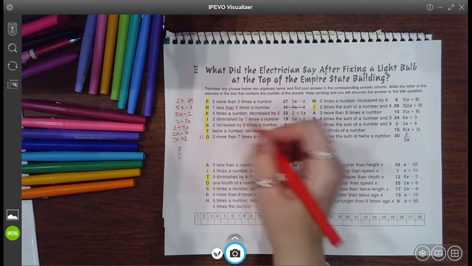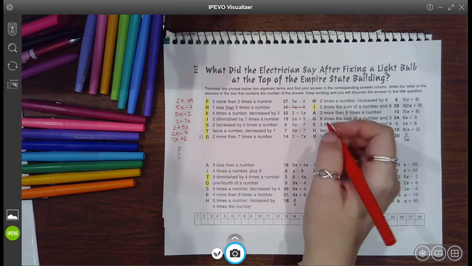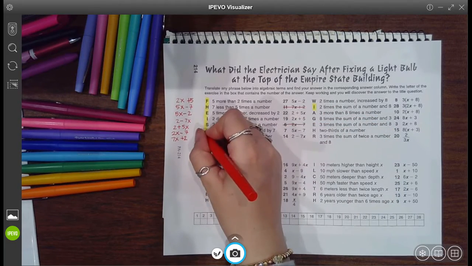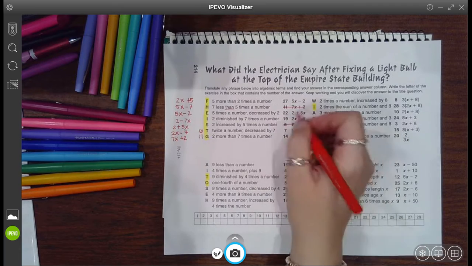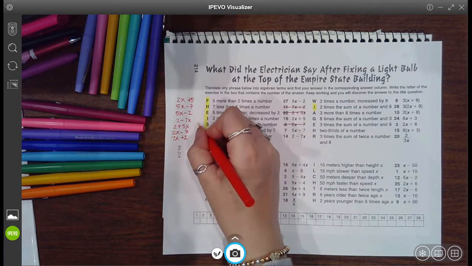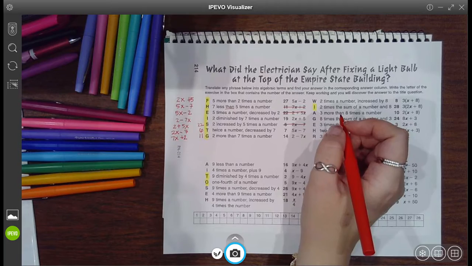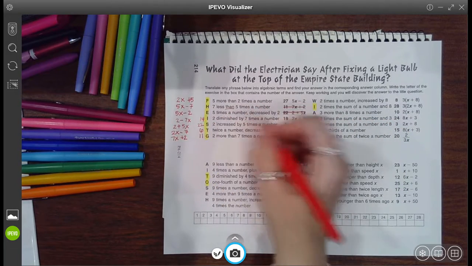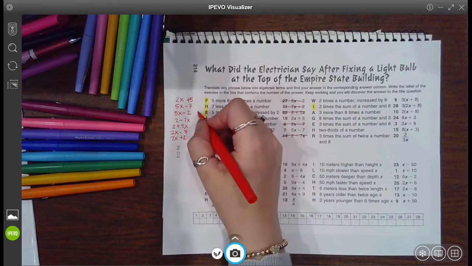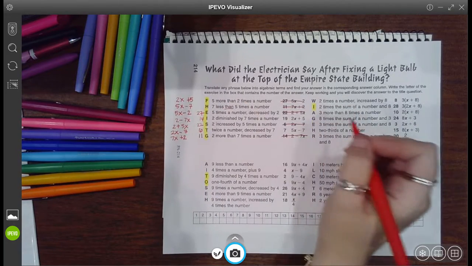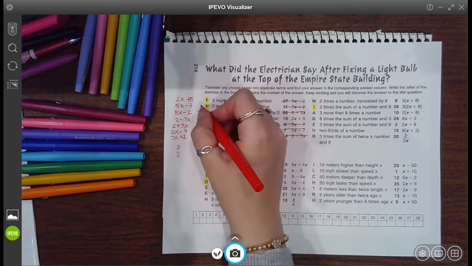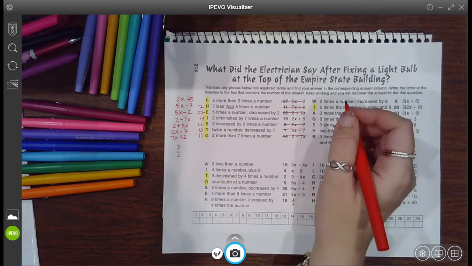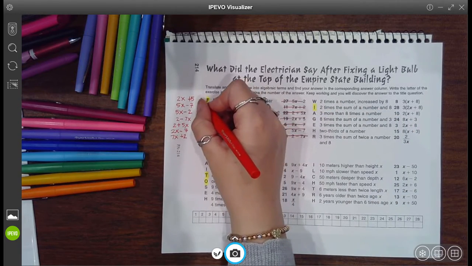So 11 is G. 2x minus 7, that's 6, was T. 2 plus 5x is 22, is S. 2 minus 7x was 14, so that's I. 5x minus 2 was 27, so that's E. 5x minus 7 is 7, so that's H. And 2x plus 5 is 19, so that's F.